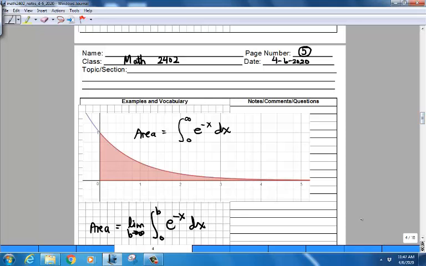So this is the curve. This curve is e to the minus x power, right? Notice it's dropping down to the x-axis, but it doesn't touch the x-axis. E to the minus x does not touch the x-axis. It has no x-intercepts, all right?